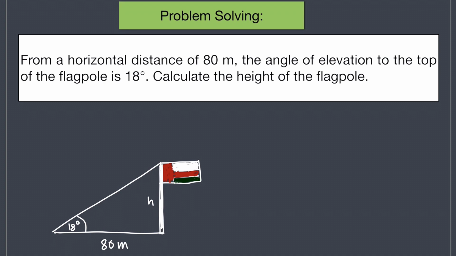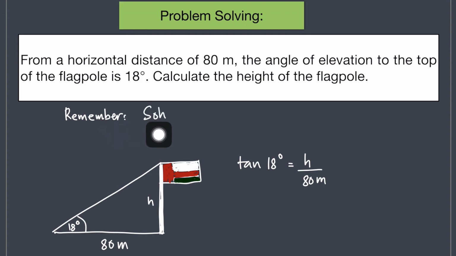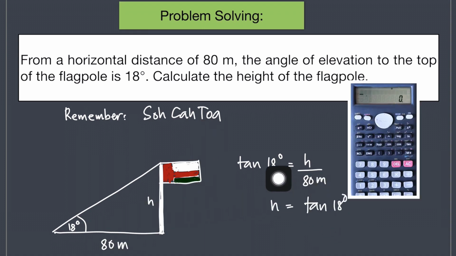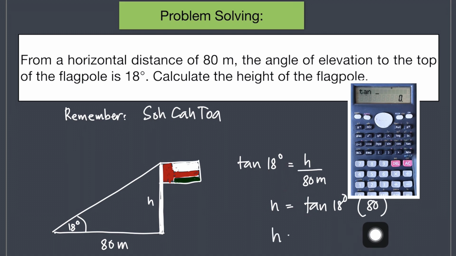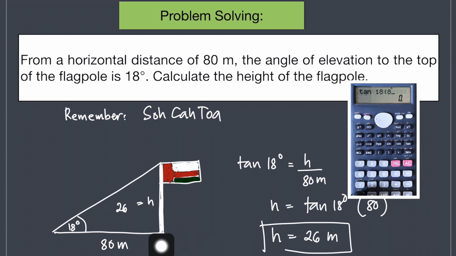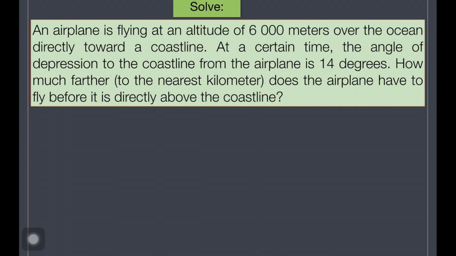Now, with respect to 18 degrees, which is our reference angle, we have the opposite side, which is the h, over the adjacent, which is 80 meters. Remember SOH-CAH-TOA, why did I say it's tangent? Because TOA means opposite over adjacent, and with respect to 18 degrees, it's opposite over adjacent. So h equals tangent 18 times 80 meters. Look at that in the calculator. The answer is 25.99, so approximately 26 meters. So that's the height of the flagpole. Okay? Go for our next problem.